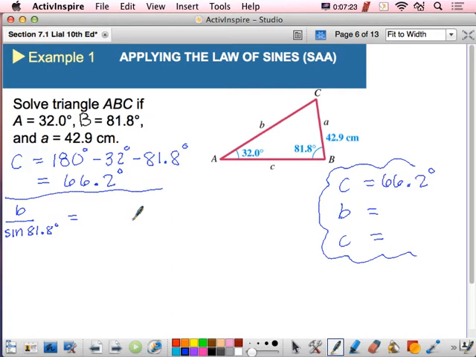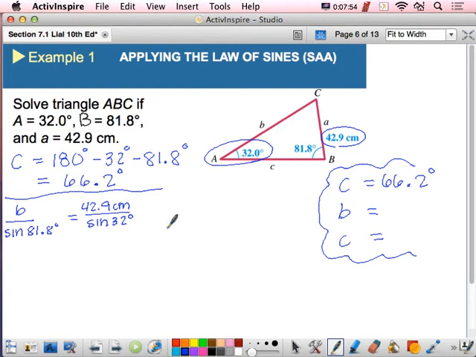And when you can, you need to use the given information as much as possible. So in this case, I know this, and these are a pair of opposites, and that's what you're looking for in law of sines. You have to know a pair of opposites before you can even get started with it. Okay? So in this case, we know that b over sine of 81.8 must equal a over sine of A, which is 42.9 centimeters divided by the sine of 32 degrees.